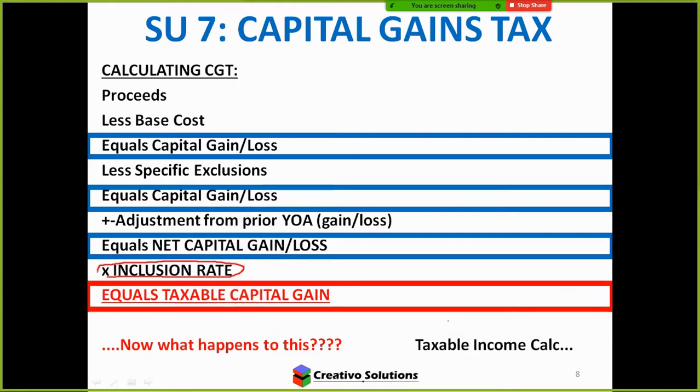40% for individuals, 80% for other. So if your gain is 10 million, you have to multiply that by 40% or 80%, and then you'll get 4 million or 8 million. Does that make sense? Yes. And then this will be part of your taxable income. Make sense? Yes.